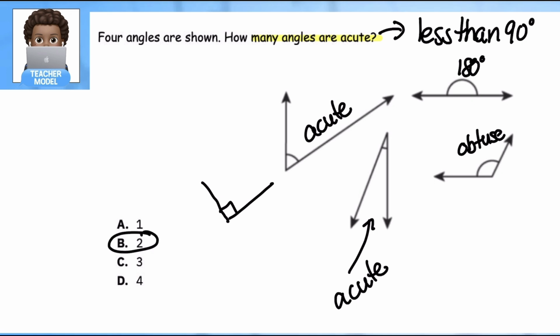Acute angles become really obvious to see if they're super tiny, but when they get to be around 85 degrees, sometimes they get a little bit harder. And here we go. All right, hit pause and jot this down into your notes.